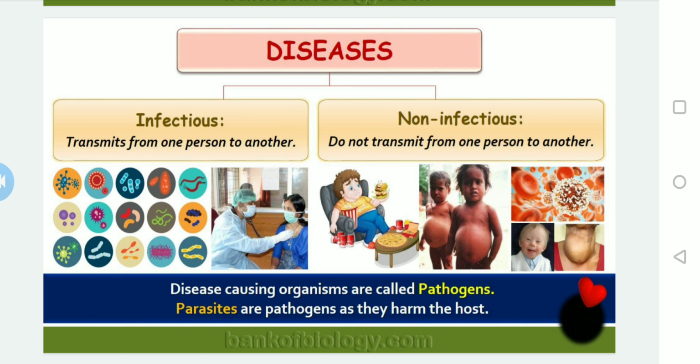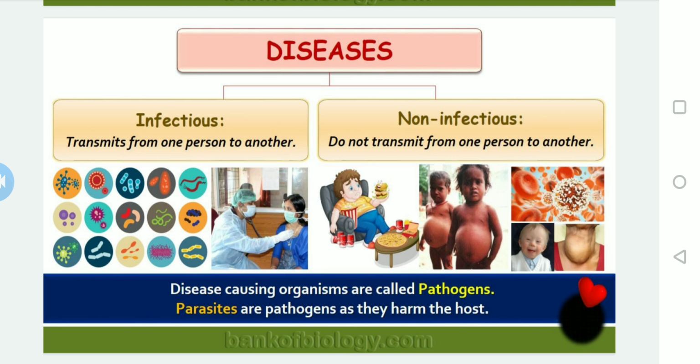A variety of microorganisms and environmental agents are capable of causing various types of diseases. These diseases can be broadly grouped into two types: infectious diseases and non-infectious diseases. What is the meaning of infectious and non-infectious? Diseases that transmit from one person to another person through different types of agents are known as infectious diseases.